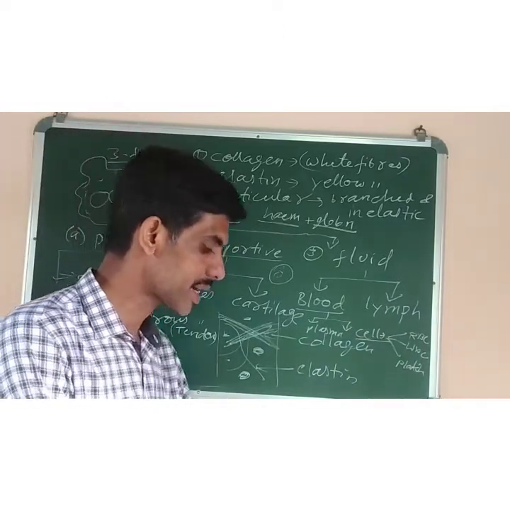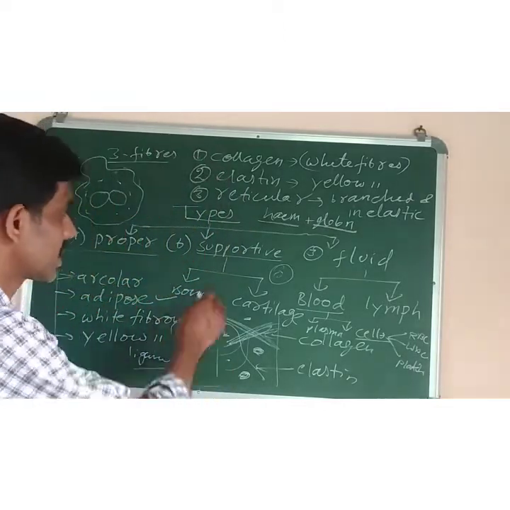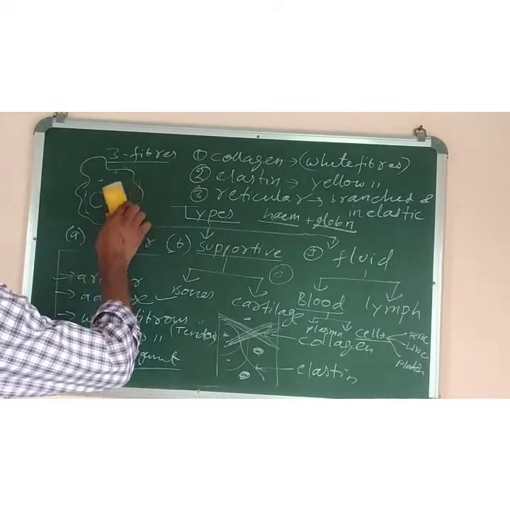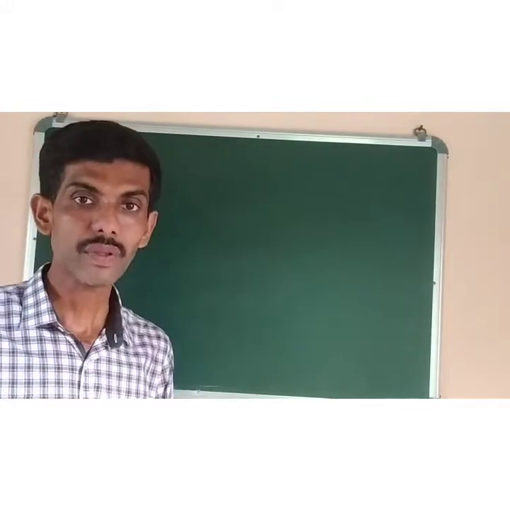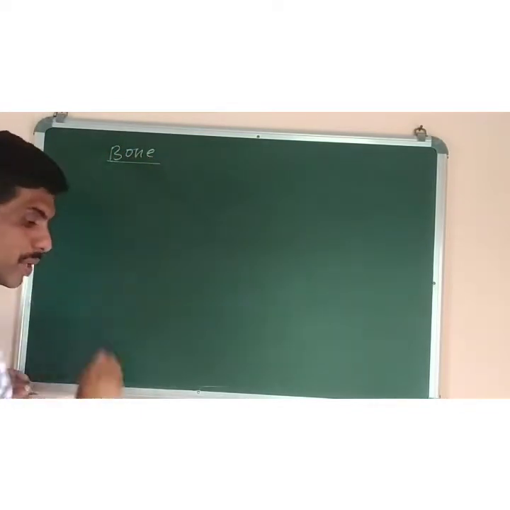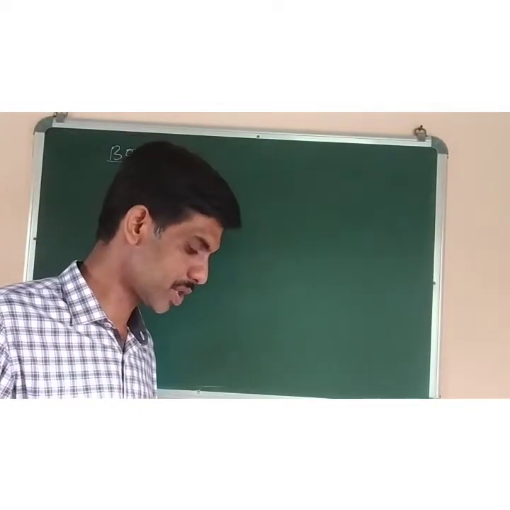Okay. Now next is cartilage, bones and cartilage, the supportive connective tissue. Next we have to study. Okay. Next one is bones and cartilage. Bones and cartilage are part of which one? They are the part of supportive connective tissue that we are doing now.